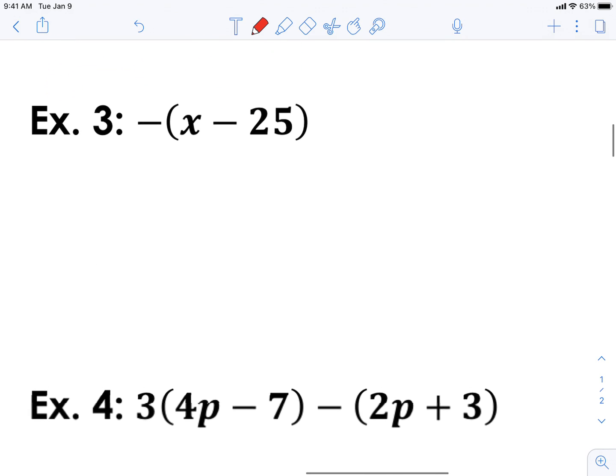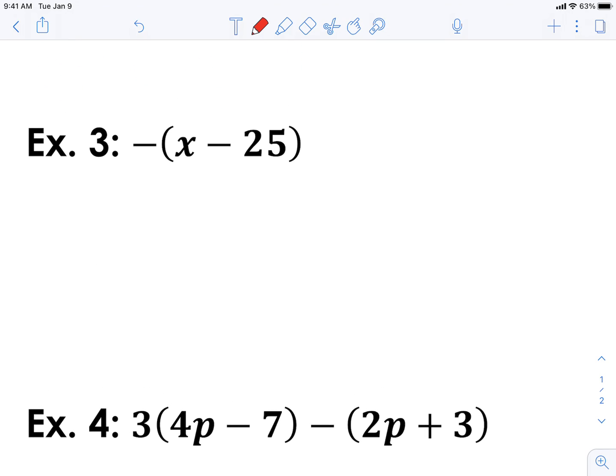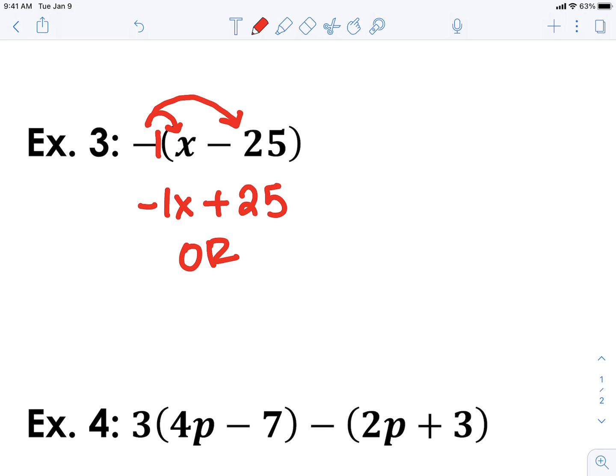Okay, looking at example 3, what we need to understand is that there is a 1 with that negative out in front. So we're going to distribute that negative 1 to everything in the parentheses. So I have a negative 1 times x, which gives me a negative 1x. I have a negative 1 times a negative 25. Two negatives make a positive 25. And know that this 1 we don't have to write. So on a multiple choice test, it's going to look like negative x plus 25.